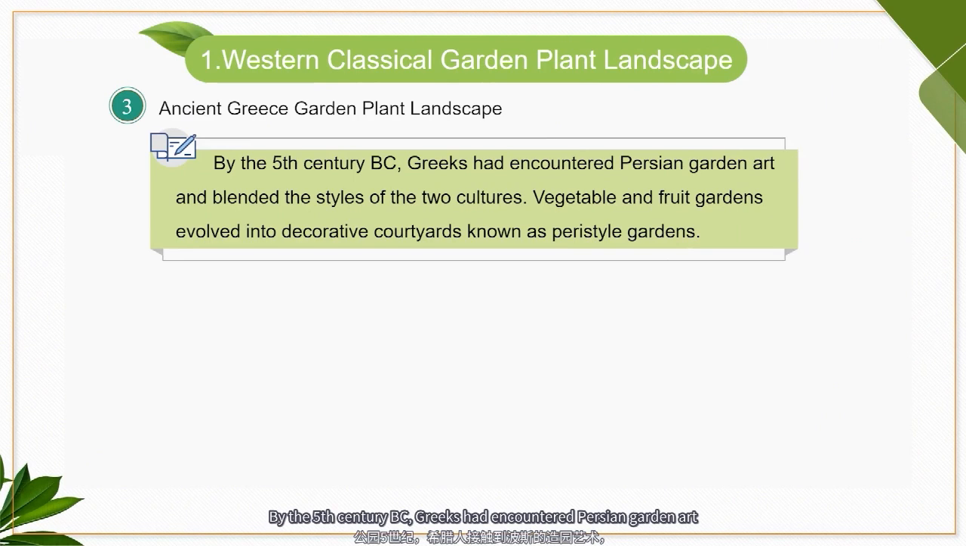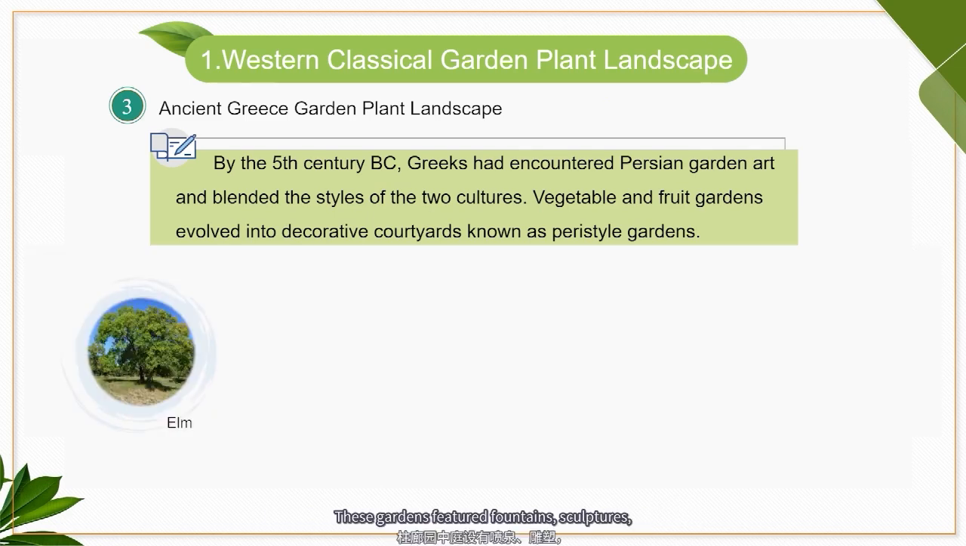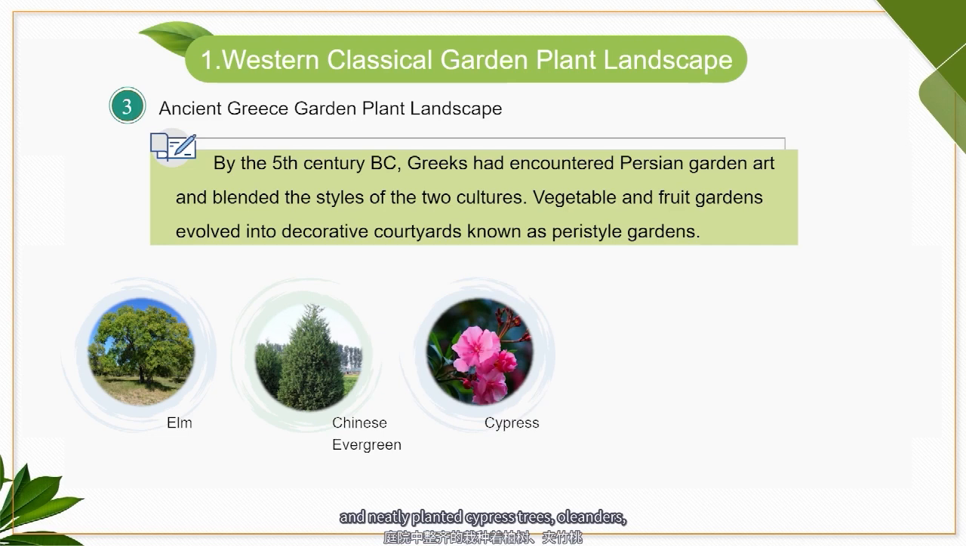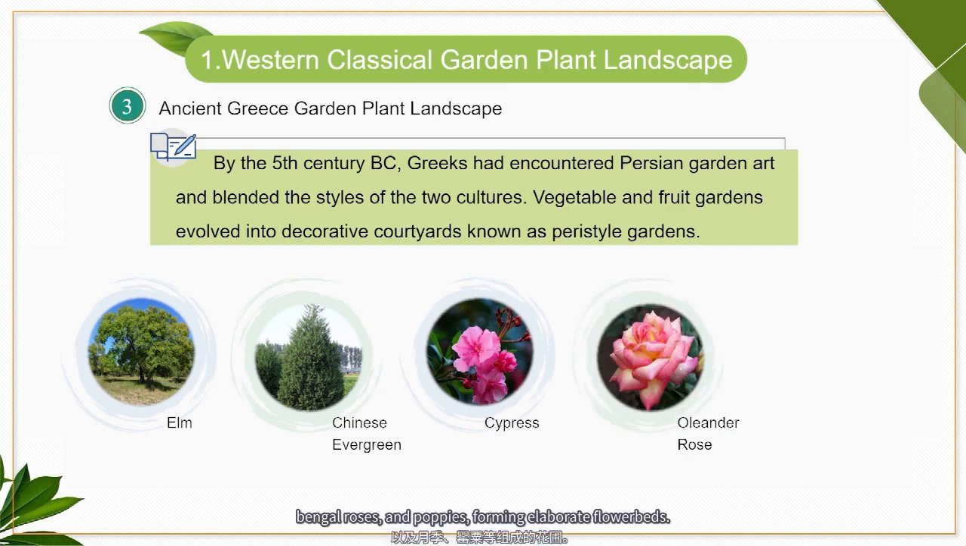By the 5th century BC, Greeks had encountered Persian garden art and blended the styles of the two cultures. Vegetable and fruit gardens evolved into decorative courtyards known as peristyle gardens, which were surrounded by colonnades. These gardens featured fountains, sculptures, and neatly planted cypress trees, oleanders, Bengal roses, and poppies, forming elaborate flower beds.